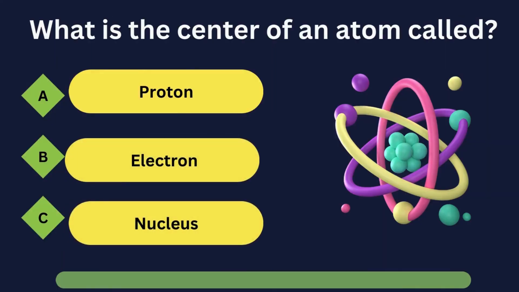What is the center of an atom called? A. Proton. B. Electron. C. Nucleus.